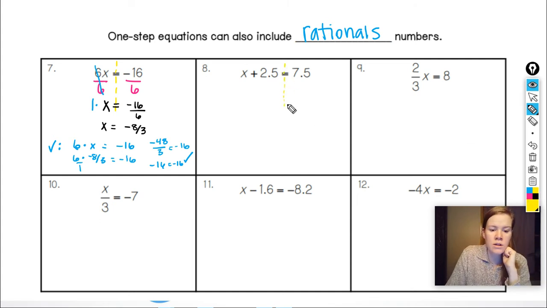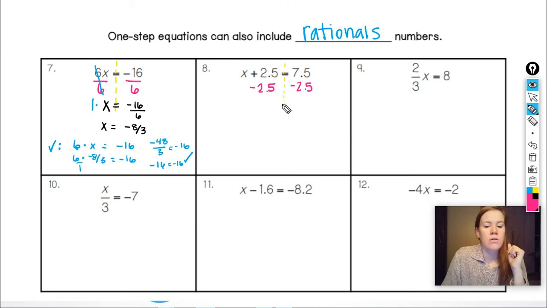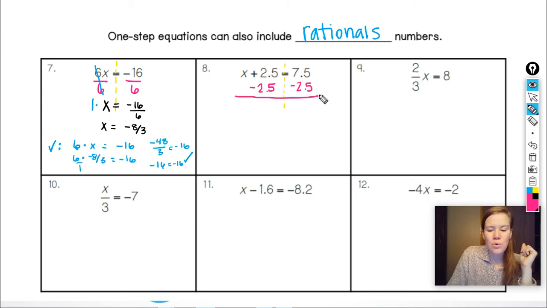Draw your dividing line. You need to subtract. You're adding, so you got to do the inverse, which is subtract. You show that by taking away 2.5 right underneath of that other number. And so here's a question. Why don't we take away 7.5? Why don't we take away 2.5?